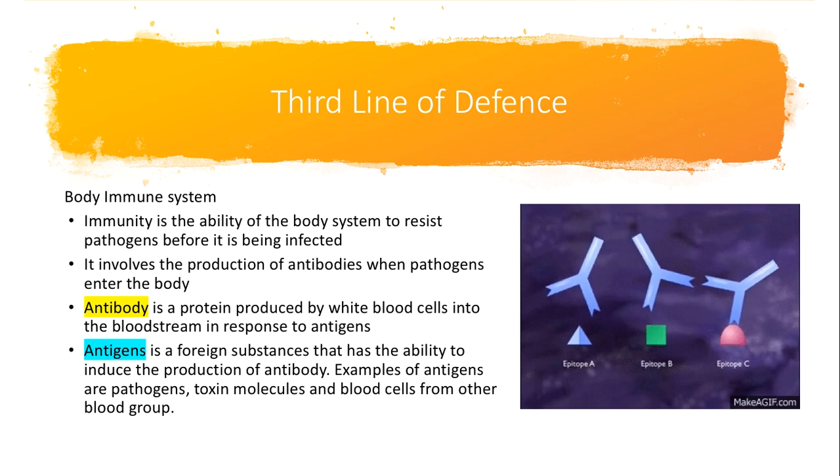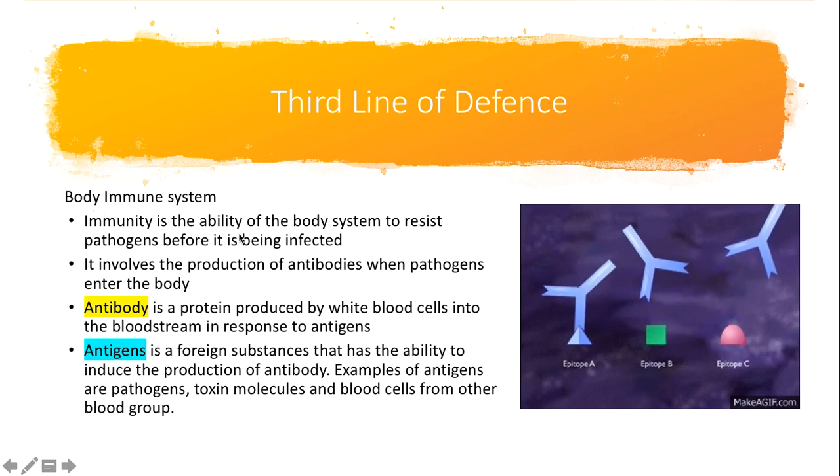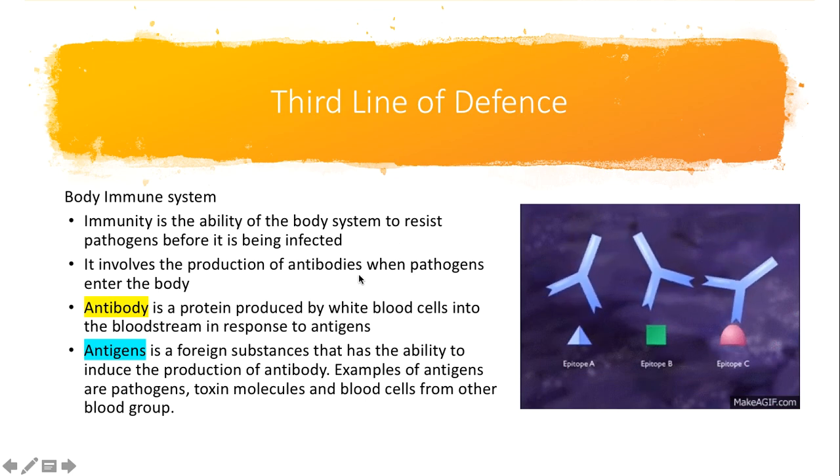Okay, let's move on to the third line of defense. The third line of defense ni, it involves the body immune system. Immunity is basically the ability of the body system to resist pathogens before they infect our system. Dia akan stop pathogen daripada menjangkiti badan manusia. So, untuk third line of defense ni, yang paling penting kamu kena ingat, it involves the production of antibodies. Kalau involve antibodies sahaja, dia falls onto the third line of defense, barisan pertahanan yang ketiga.